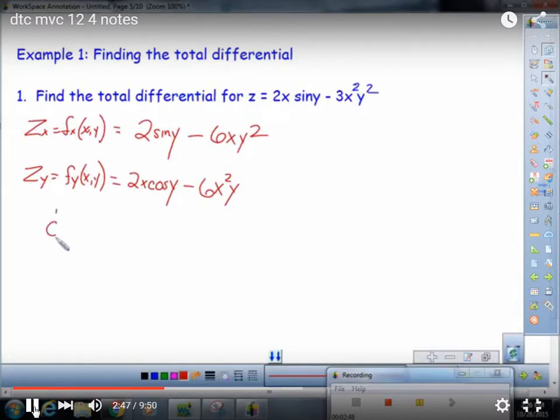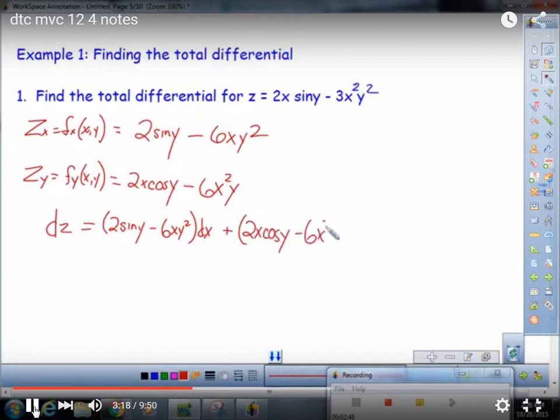So now that we have our partial derivatives, we can find our total differential, which is dz, by taking our partial derivative with respect to x and multiplying by dx. And take our partial derivative with respect to y and multiplying by dy. At this point, you have no idea what the heck this is doing. We're just practicing the actual nuts and bolts behind the calculus, okay?